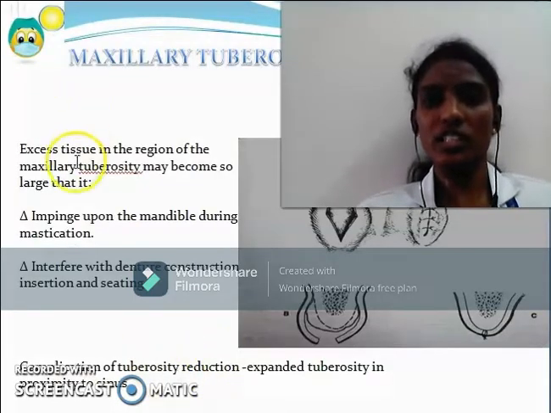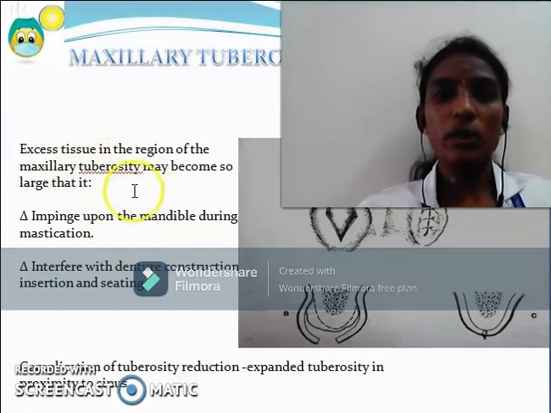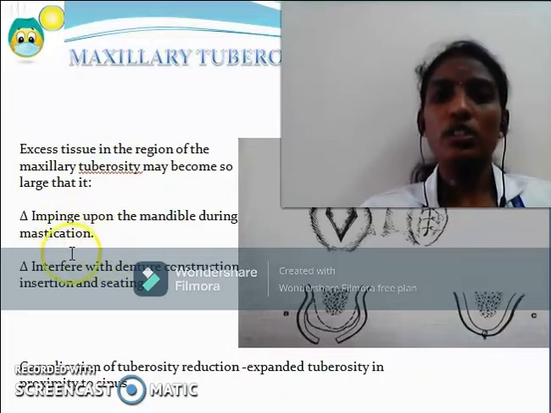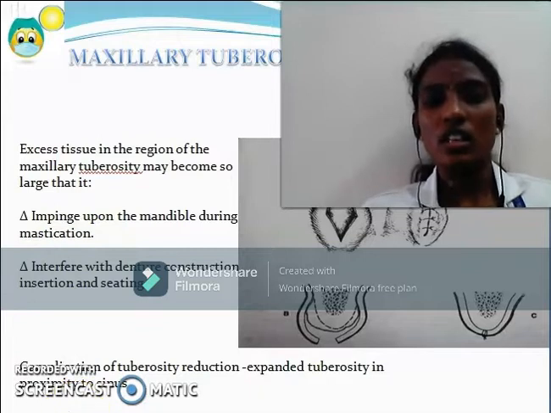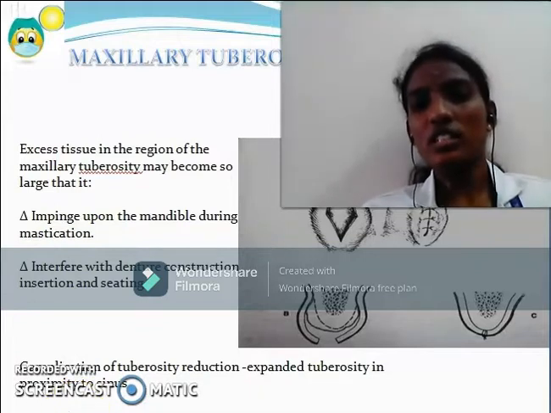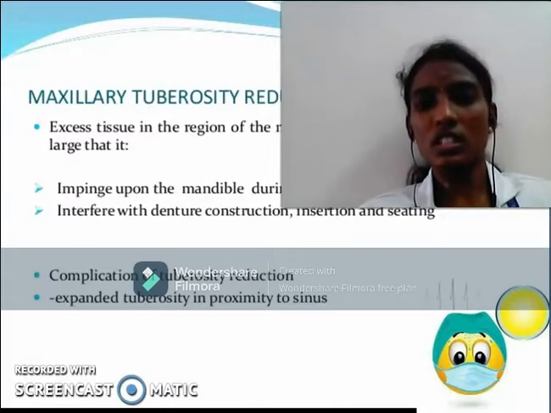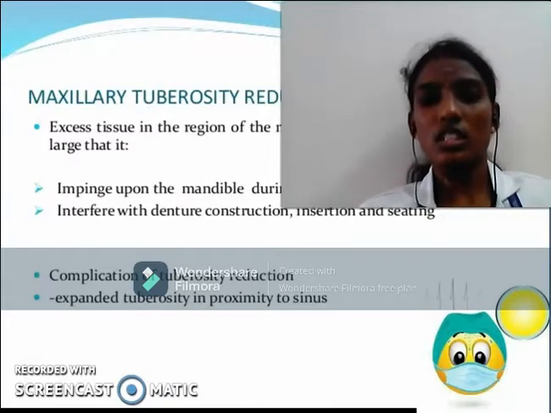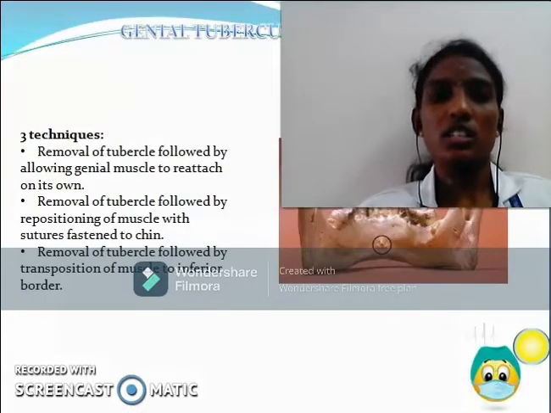Maxillary tuberosity reduction. The excess tissue in the region of the maxillary tuberosity may become so large that it impinges upon the mandible during mastication, and interferes with denture construction, insertion and seating. The complication of tuberosity reduction is extension of the tuberosity proximal to the sinus, with proximity to the sinus.